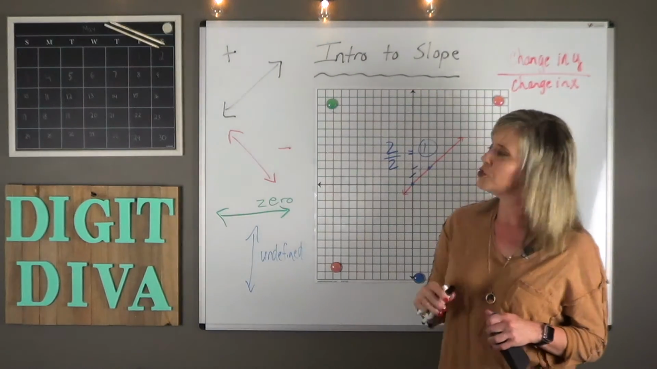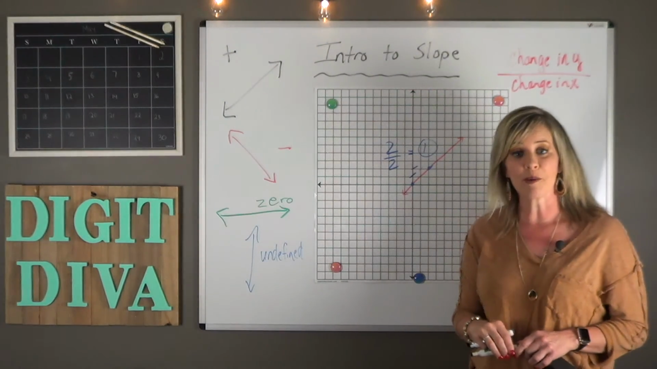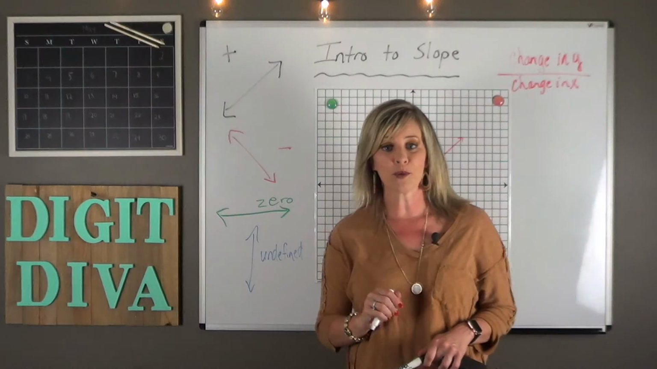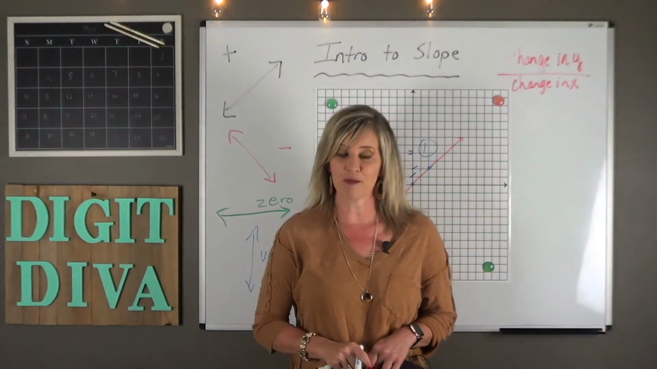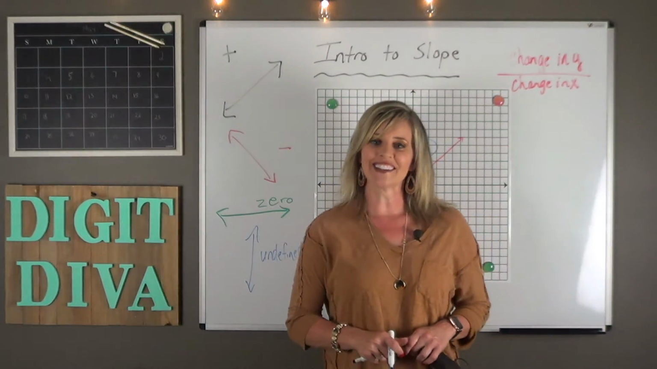So this was a short introduction to finding the slope when given a line that has points, or perhaps it does not have points. I will see you in Lesson 8.